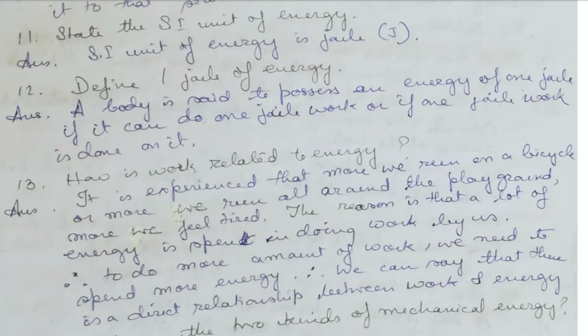Define 1 joule of energy. A body is said to possess an energy of 1 joule if it can do 1 joule work, or if 1 joule work is done on it. That is 1 joule of energy.